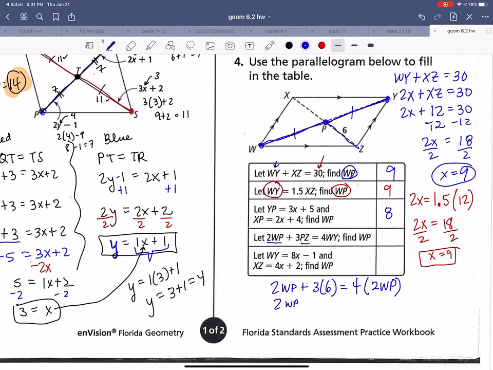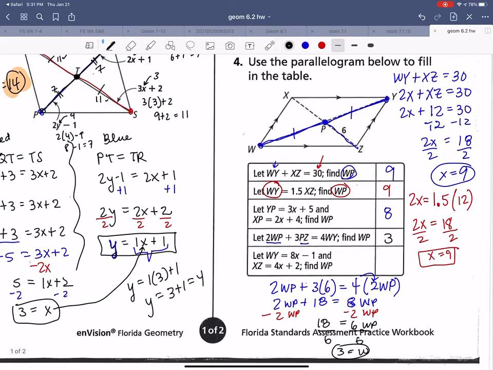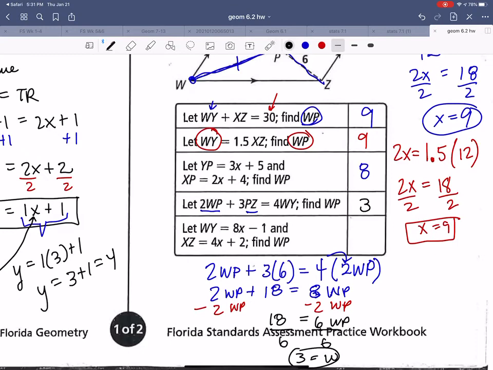Okay. Find WP. Okay, so let's find WP. 2 times WP plus 18 is equal to 8 times WP. So we can subtract 2 WPs from both sides, and I get 6 WP is 18. So when I divide by 6 on both sides, I get 3. All right, one more in this section.